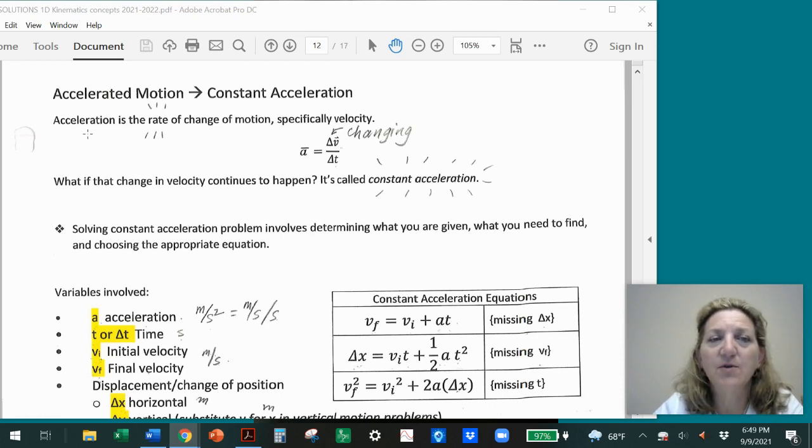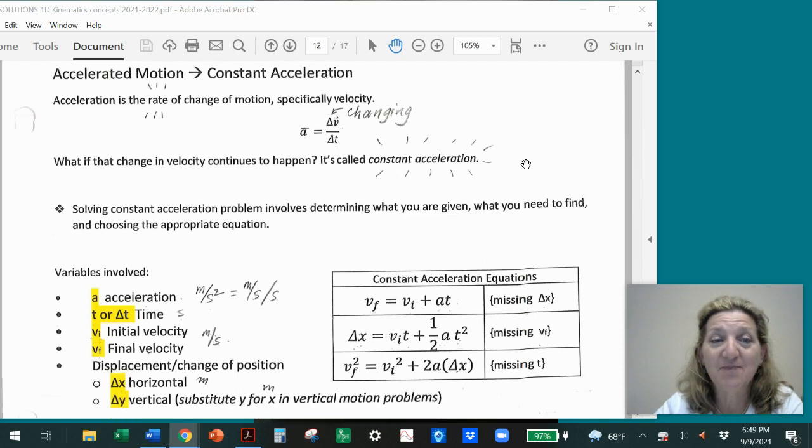So we think of acceleration as the rate of change of motion, specifically velocity. Remember that average acceleration, that little straight bar just means average in math. Changing velocity per time. Now, what if the change in velocity continues to happen? You have constant acceleration. Every second, something is happening to your velocity.